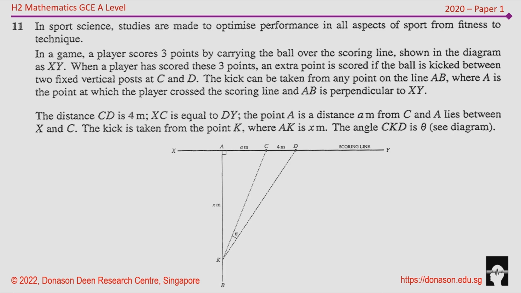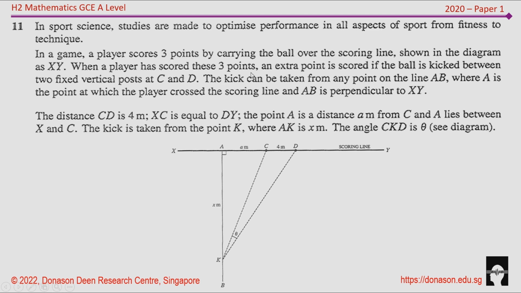In sports science, studies are made to optimize performance in all aspects of sports, from fitness to technique. In a game, a player scores 3 points by carrying a ball over the scoring line shown in the diagram as XY. Let's look at the diagram. Here to here is XY, so this is considered the scoring line. So a player scores 3 points by carrying the ball over the scoring line. If he can cross the scoring line, he scores 3 points.